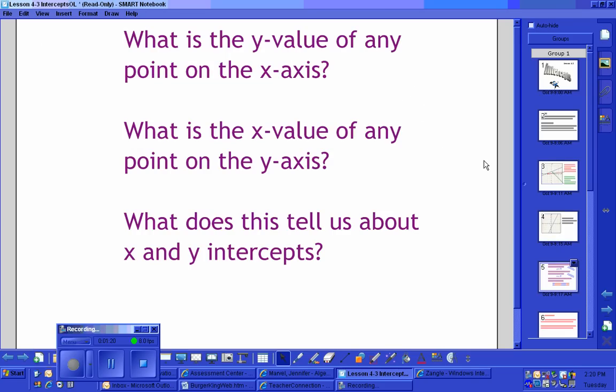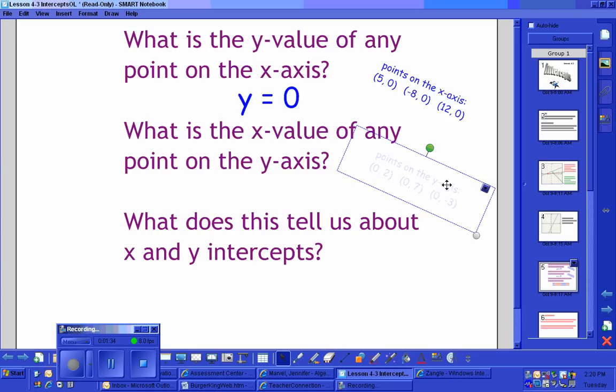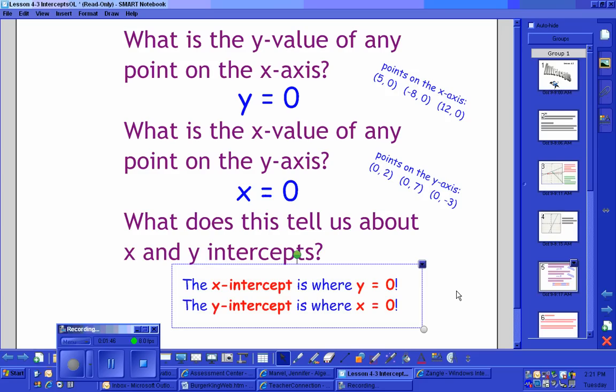All right, now let's talk about how you find them. What's the y value of any point on the x-axis? Well, if you consider some points that are on the x-axis, you'll notice that they all have something in common. They all have y equal to 0. If you consider some points that are on the y-axis, you'll notice they all have something in common. You'll notice that x is equal to 0. And that tells us something important about the x and y intercepts. The x-intercept is the point where y equals 0, and the y-intercept is the point where x is equal to 0.